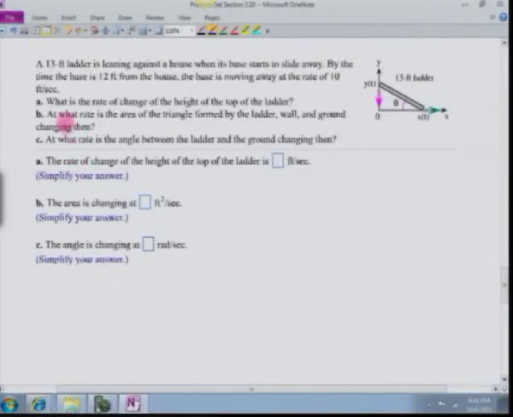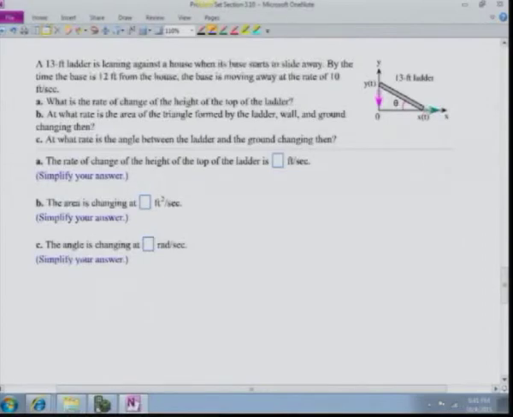At what rate is the area of the triangle formed by the ladder, wall, and ground changing then? Okay? Area of a triangle. Do you remember that formula? Base times height. 1/2 base times height. You might need that one. Area of a triangle. 1/2 base times height. Okay?